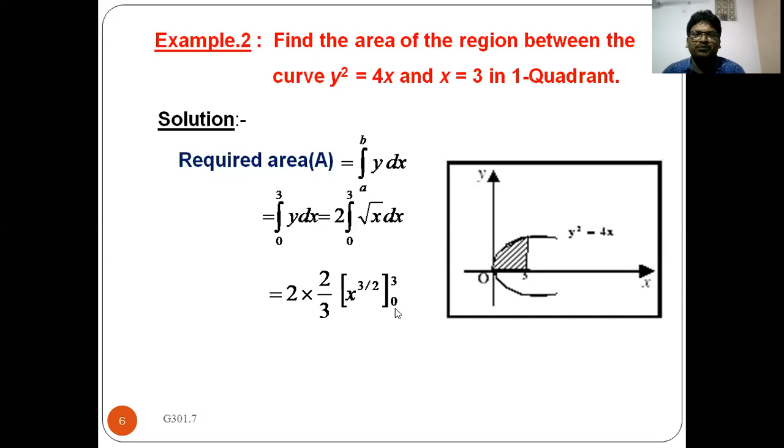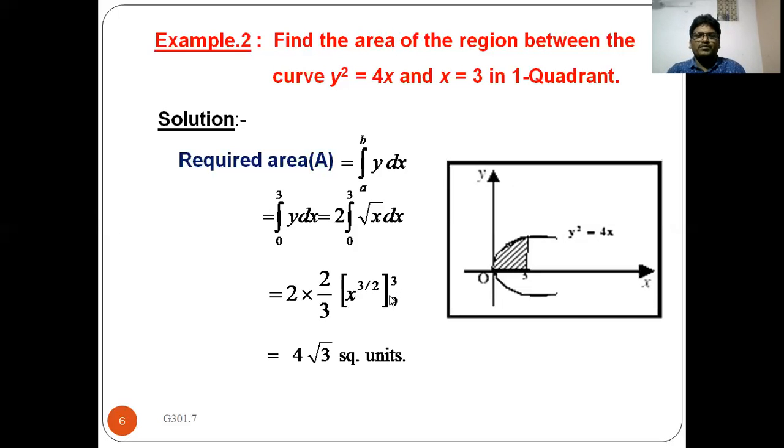So we have to substitute the limits 0 to 3. First, we substitute the upper limit 3 in this x variable, then the lower limit 0. So here is 2 into 2 by 3, that is 4 by 3. Now substitute 3, so 3 to the power of 3 by 2 is there. Then the lower limit 0 to the power of 3 by 2 is also 0. You will get only 3 to the power of 3 by 2.